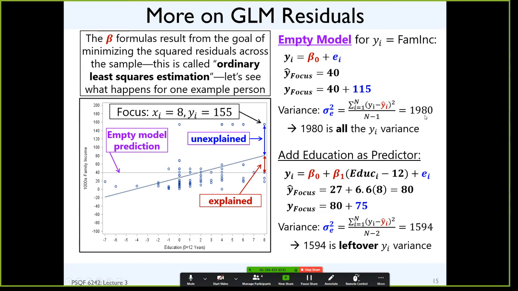1980 is the set of offnesses, how far off each observation, y sub i, is from the one that's predicted by the model, which is the 40 for everybody, squared, added up, divided by n minus 1. So this is as much variance in income as there is up for grabs. After we put in education, because of this slope of 6.6, the difference between each person's income and the income predicted by education, squared, summed up, divided by n minus 2, because now there are 2 betas instead of 1, goes down to 1594.